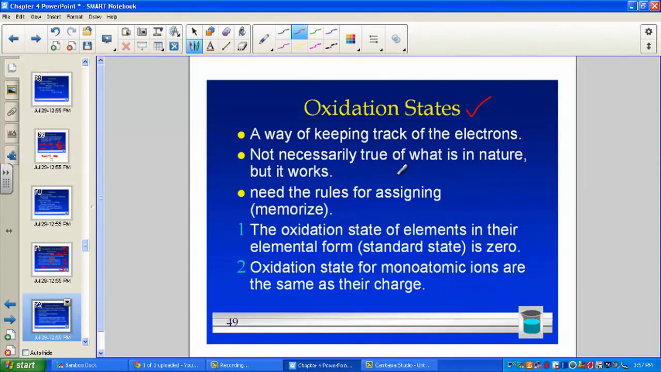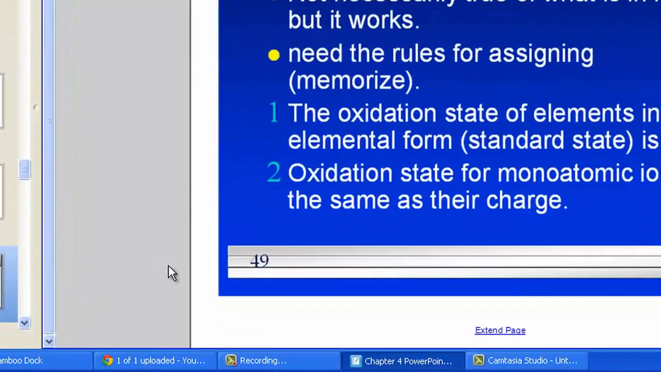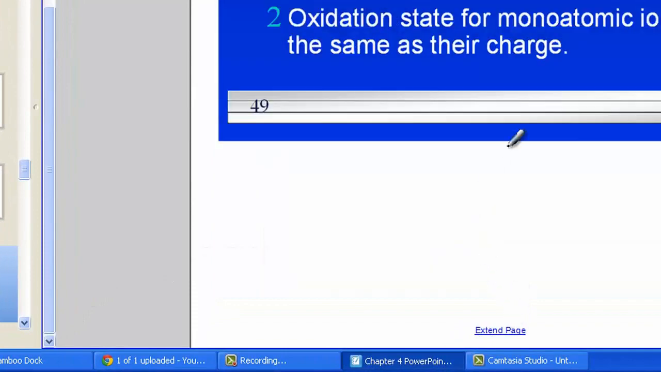We need to memorize the rules for assigning oxidation states. So let's begin top of page 11 in our notes, going through these rules one by one. Read them with me carefully, and we're going to make some side notes for each one. Rule 1 reads, the oxidation state of elements in their elemental form, the way we find them in nature in other words, is always 0. The elemental form of an element is 0.